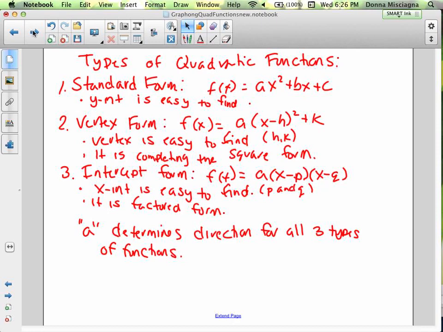And I really shouldn't say functions. They're all the same function, right? They're a quadratic function. All different types of equations. That's probably a better word. So if I put functions, it's all right. But equations is, I think, a better word.